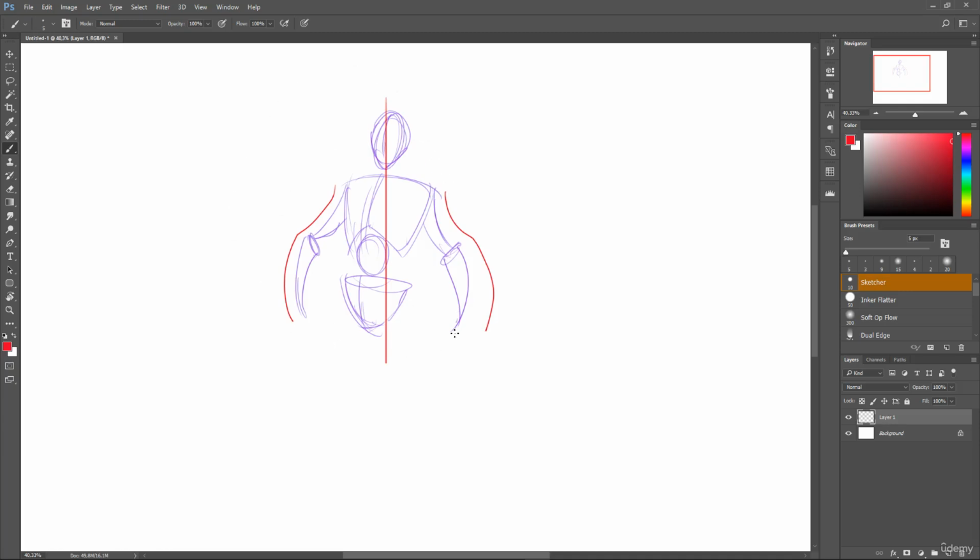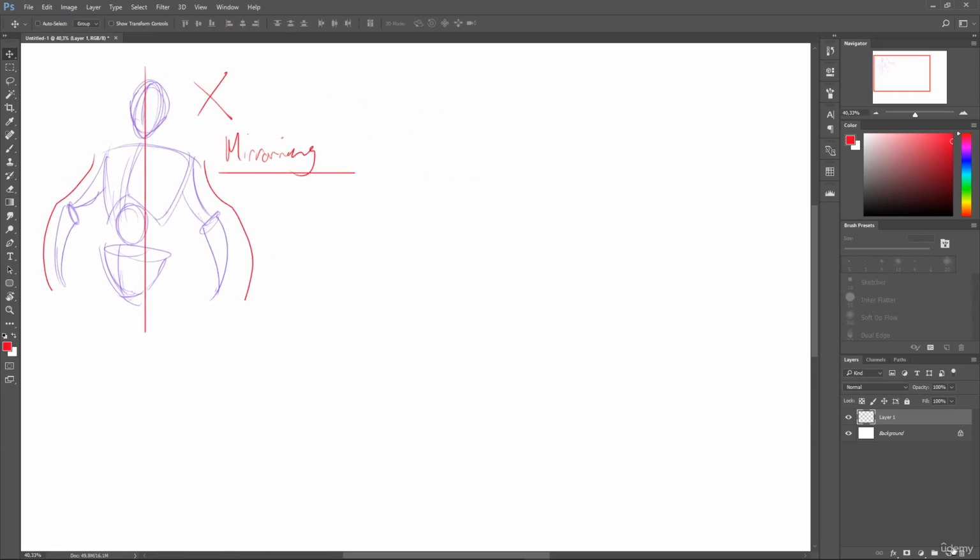So the first thing we want to avoid is mirroring, right? We do not want any mirroring. Okay. Let's put that to one side.